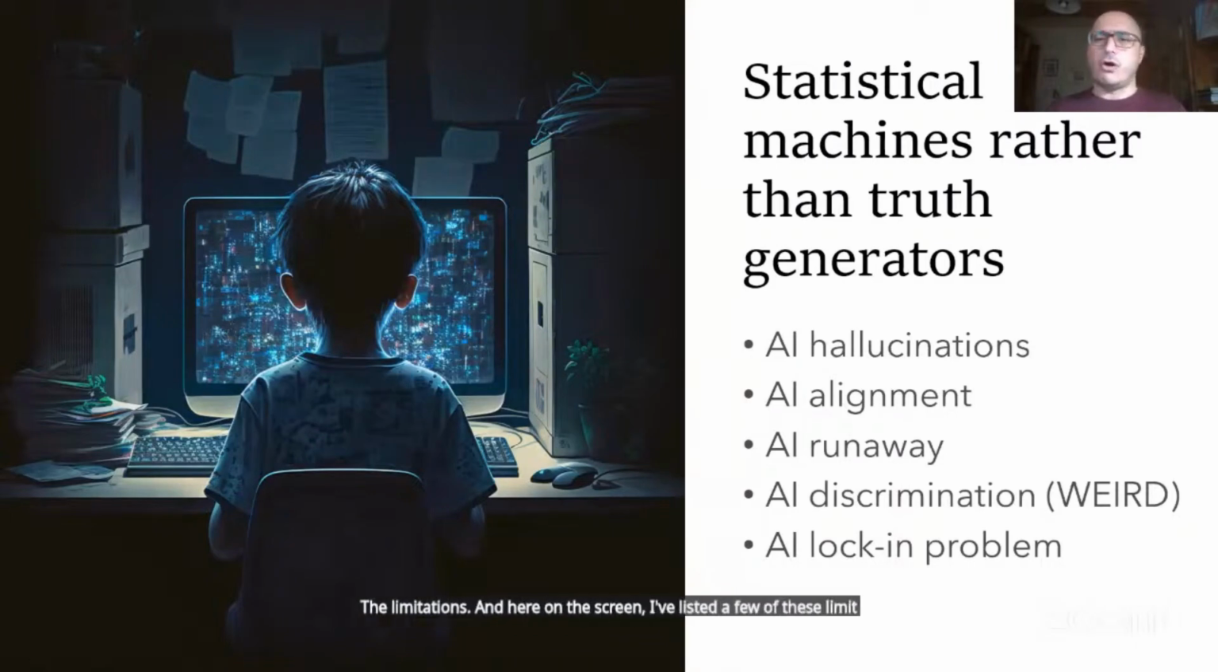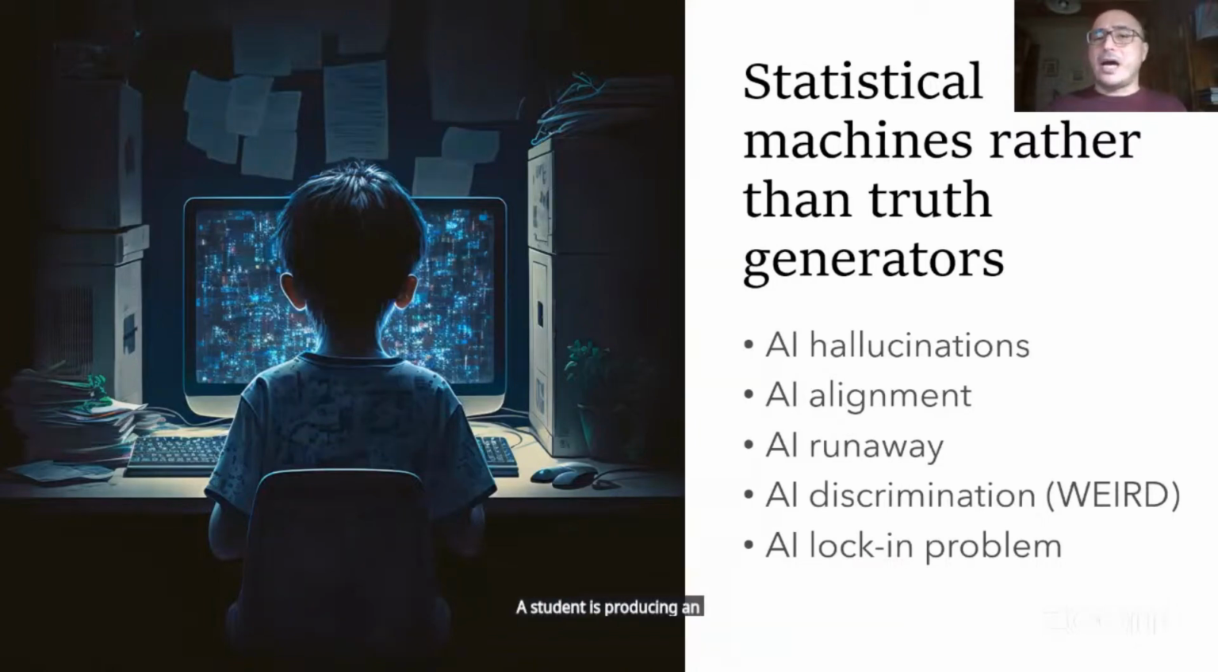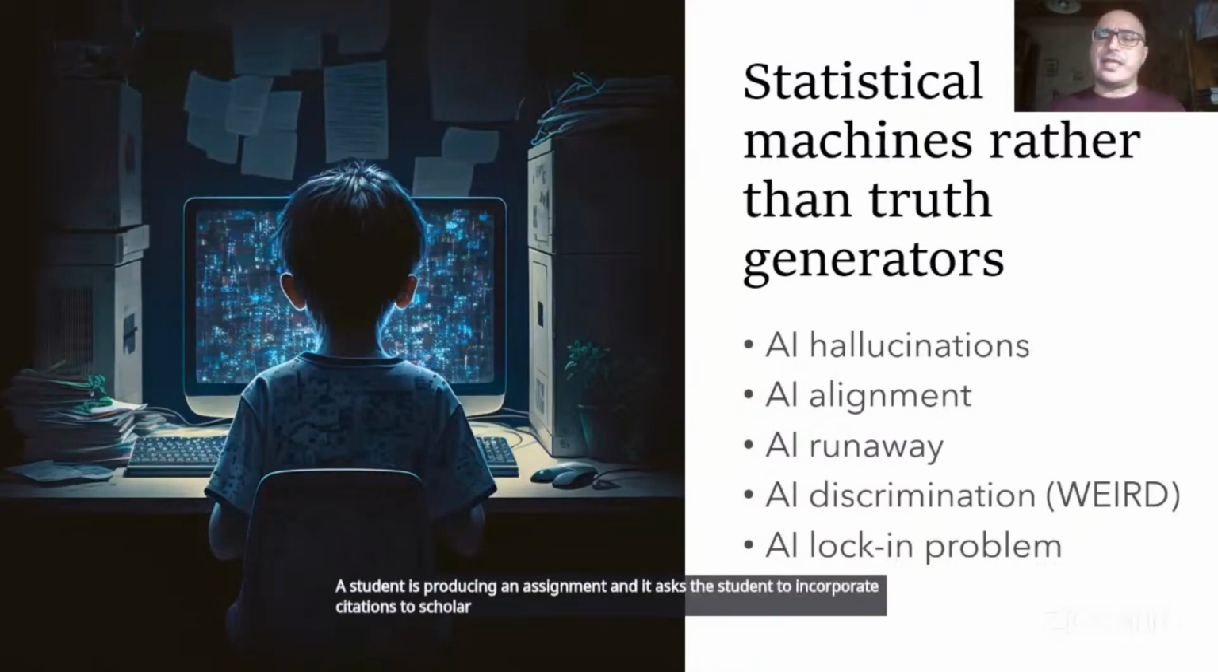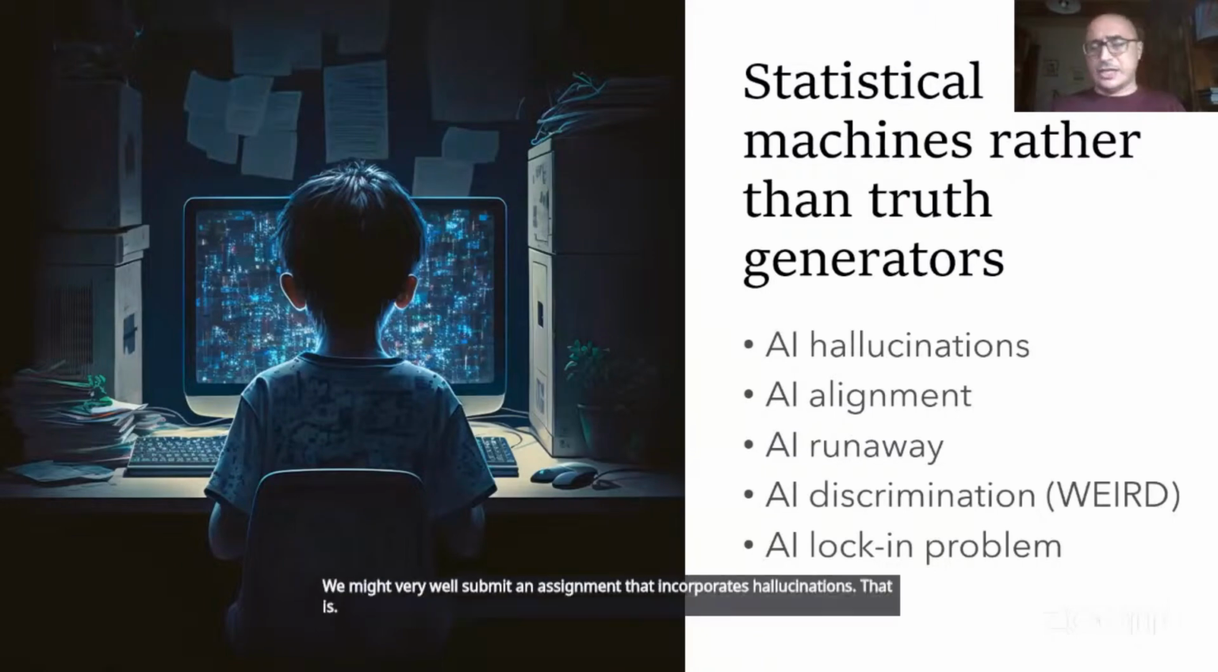We've all heard of AI hallucinations, of how, when, for example, a student is producing an assignment and it asks the student to incorporate citations to scholarly work within the assignment, if we don't bother to check whether those citations actually exist, we might very well submit an assignment that incorporates hallucinations, that is, references and citations that do not exist. And this happens to quite a few of my students.